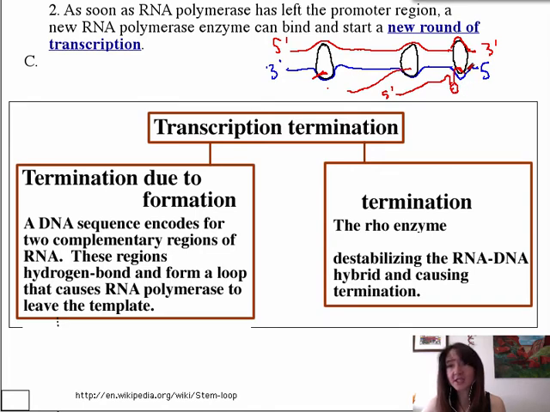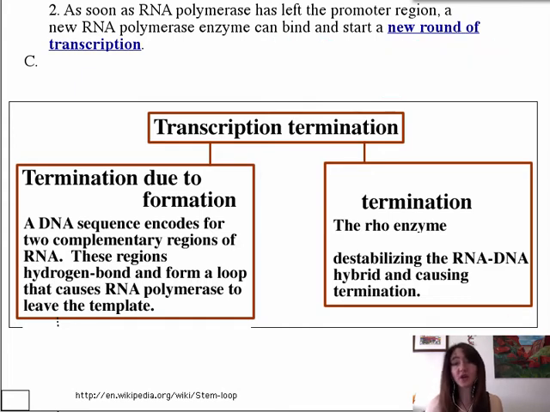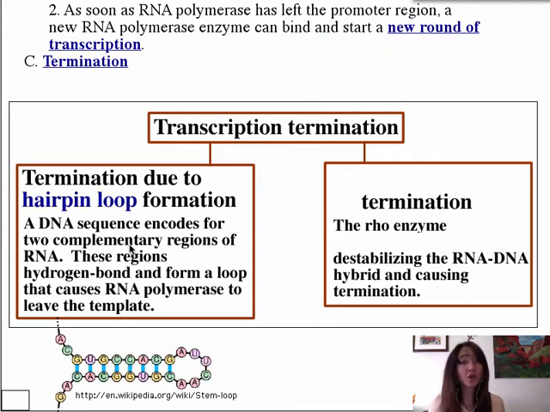That loop actually destabilizes the RNA-DNA heteroduplex. That's what we call it, because it's a duplex with one strand being RNA, the other strand being DNA. So heteroduplex: two types of nucleic acids in the double-stranded molecule. This hairpin loop destabilizes that heteroduplex, and it causes this uneasiness, rocking of the boat, and it causes the transcript to fall off, and that leads to termination. So that's a common way in which transcription is terminated, called hairpin loop formation.